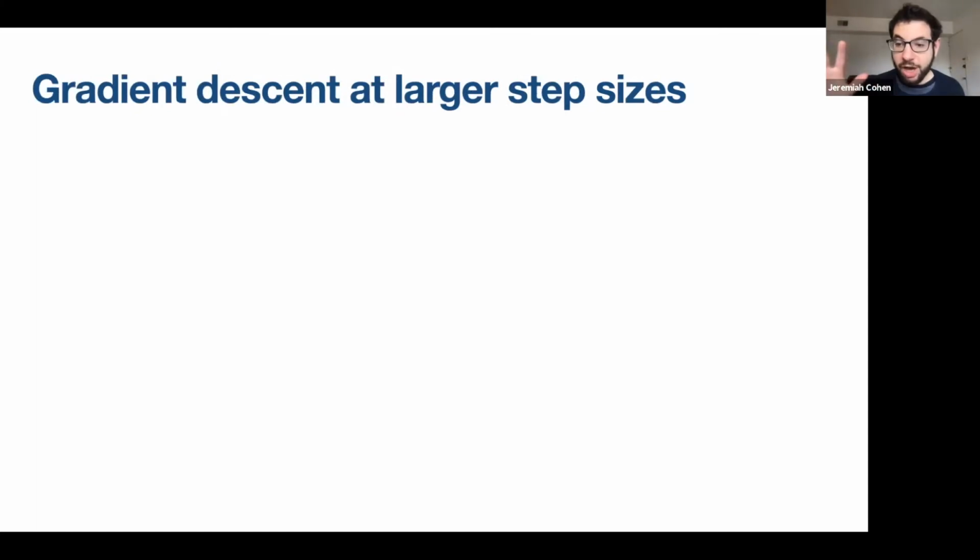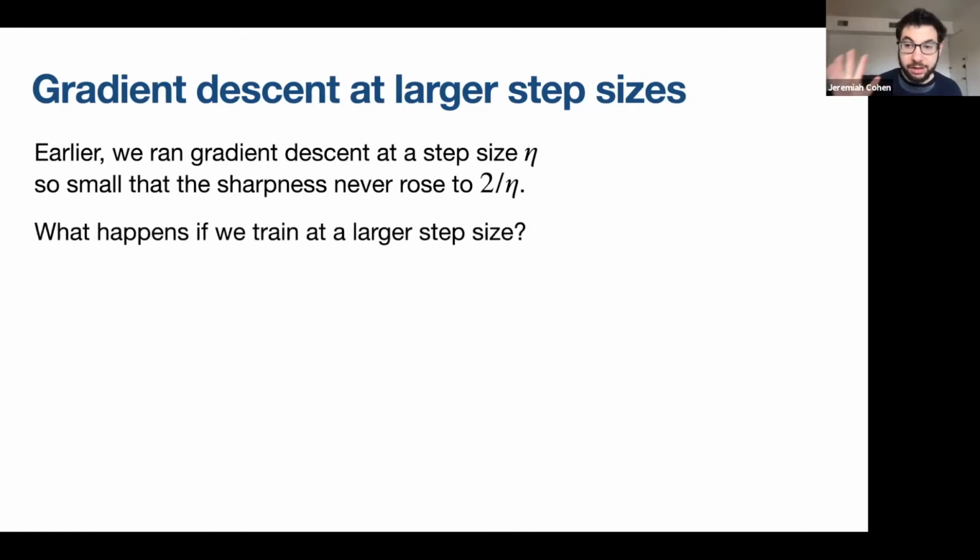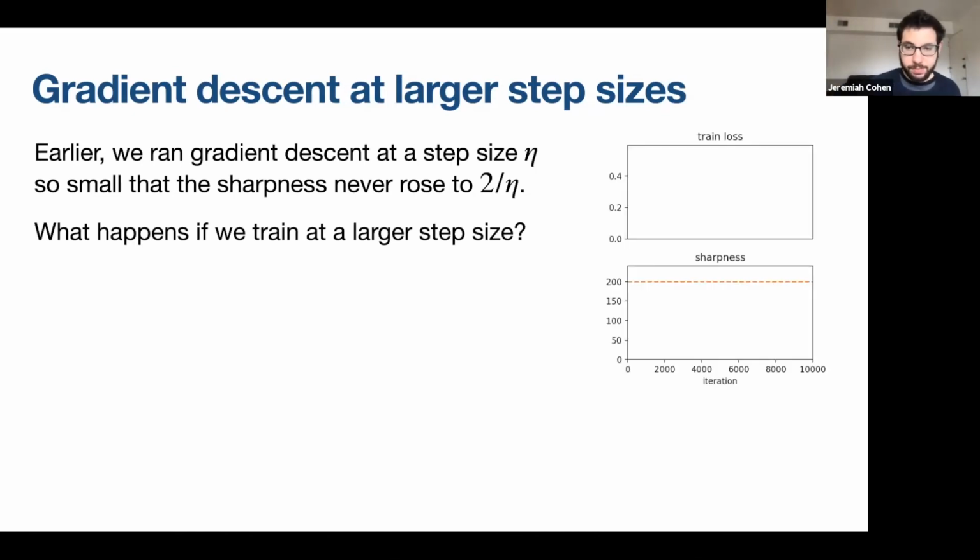Okay, so let's talk about larger step sizes now. In the previous slide, I ran gradient descent at a step size that was small enough that the sharpness never rose all the way to 2/eta. Now let me train it at a larger step size, for which the sharpness will cross that 2/eta threshold during training. So this is the same network, but because eta is bigger, 2/eta is smaller. So we're going to hit that threshold. So we train, okay, we've crossed the threshold in the middle of training. So the question is, what's going to happen next?